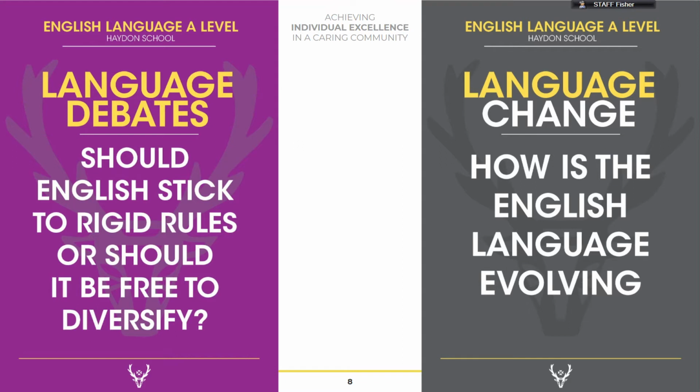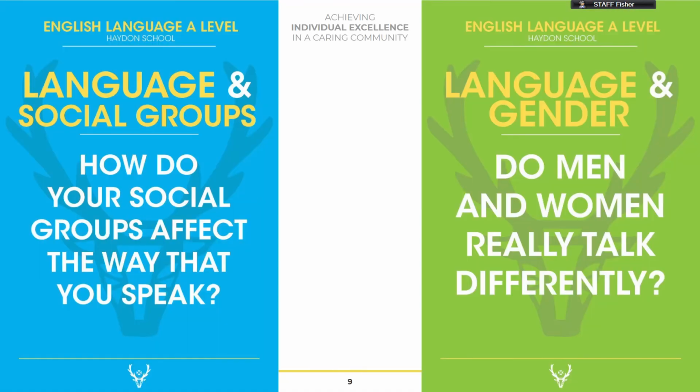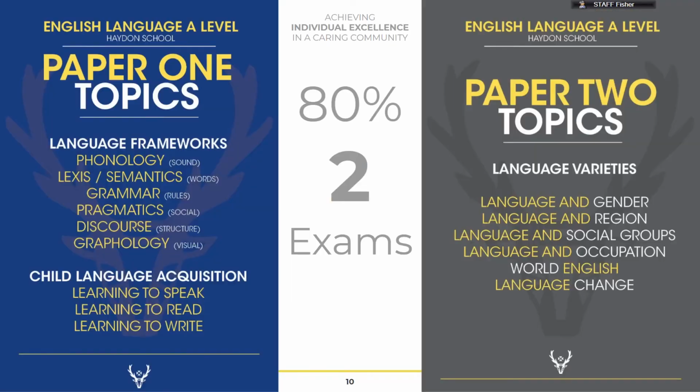Does it matter if we don't use correct grammar, that we spell things in new and interesting ways on text messages? We look at language change and how English language is evolving and how it's evolved over time, going back several hundred years and where it may be going in the future. We look at other debates such as language and social groups and how your social groups affect the way that you speak. So looking at the language of teenagers, looking at the language of gamers or football fans. We'll also consider topics such as language and gender. Do women and men really talk differently at all? Is our language by nature a patriarchal language?